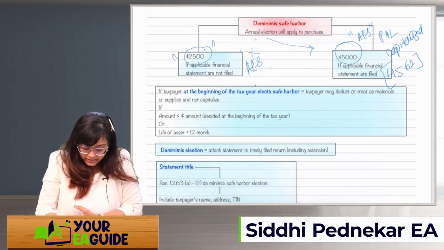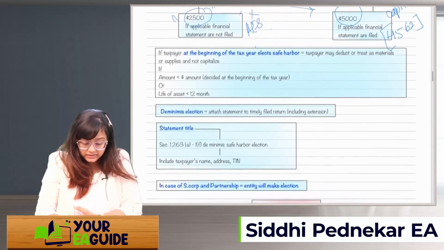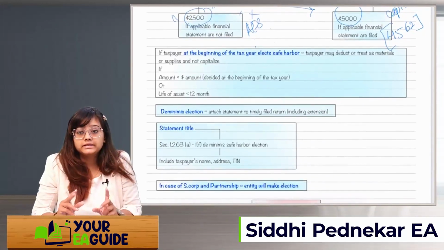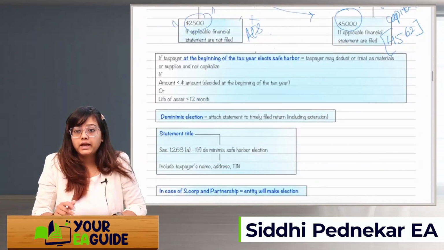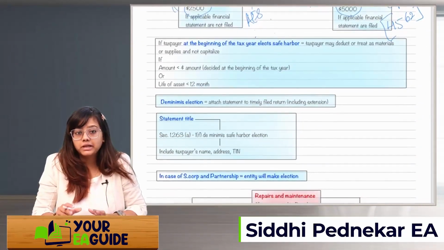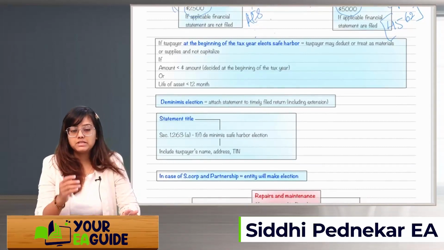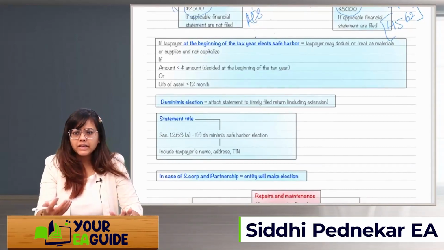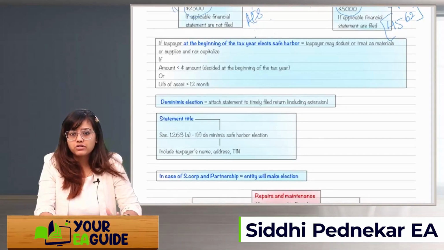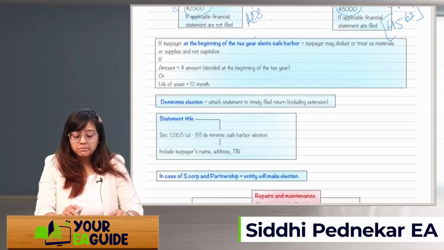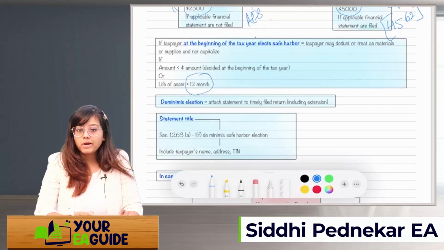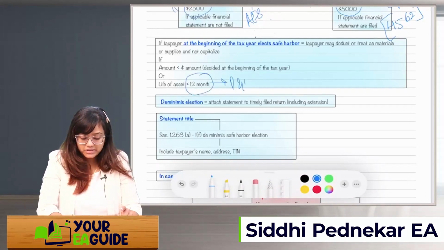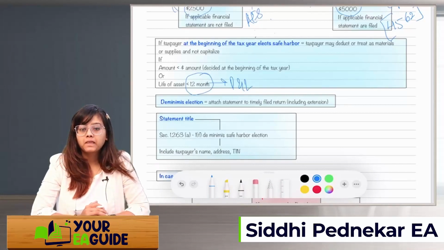All right. Next, if the taxpayer at the beginning of the tax year elects the safe harbor rule, then the taxpayer may deduct or treat as materials or supplies and not capitalize. Meaning whatever the amount is, they can treat it as an expense in the profit and loss, if the amount is up to the limit mentioned above, or if the life of the asset is up to 12 months only, then also you can directly expense it off in the P&L statement. Okay.